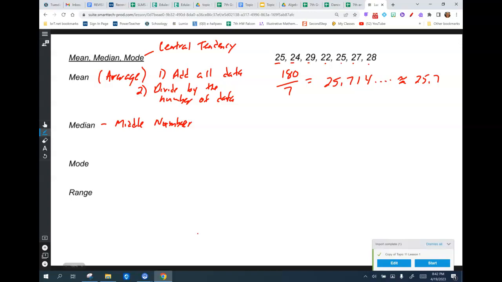The median, the way you find that is first, you're going to write all the numbers in order. So first, write the numbers in order from smallest to largest, or largest to smallest. It doesn't matter. Small to large, large to small. Okay, and then you're going to find the middle number. So you're going to count to find the middle number. And I'll show you what I mean by that as much as I can.